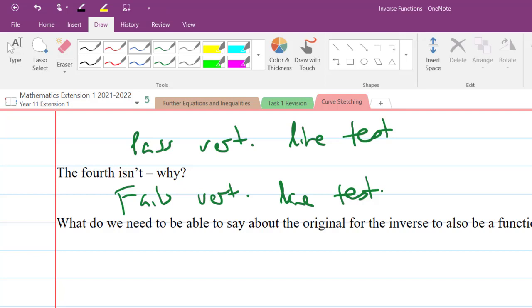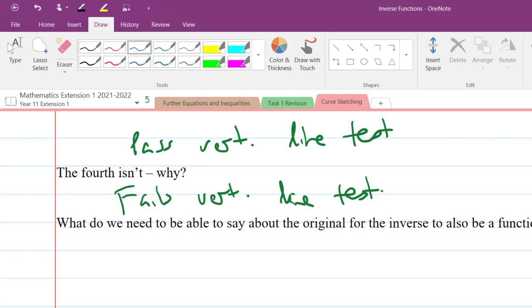Isn't it a relation? Well, we always start with functions, and the point is that we want the inverse to also be a function. We actually don't like relations because they're not as predictable, basically. There's not as much certainty.